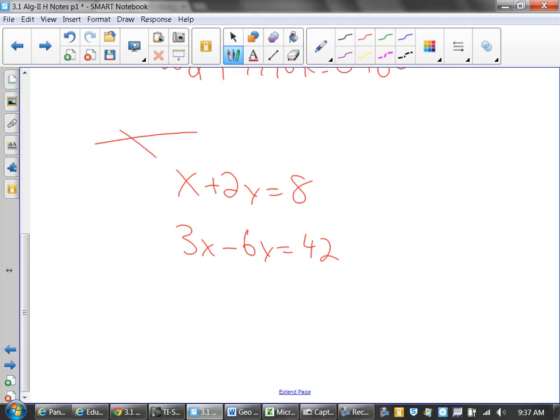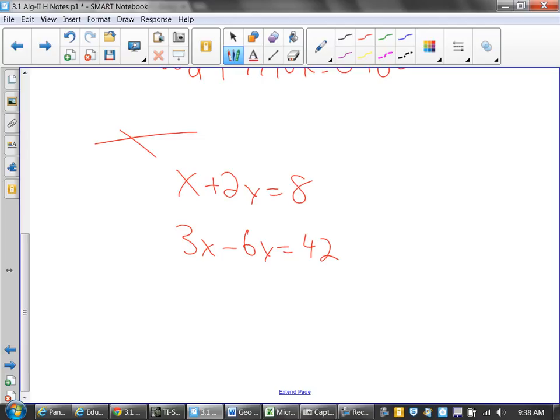If you have a variable with a coefficient of 1, remember what a coefficient is? Yeah, the number by the variable. Use substitution.